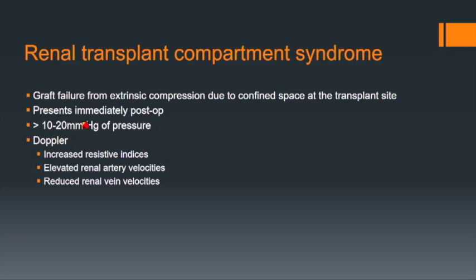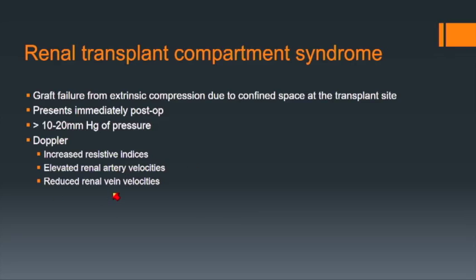It usually presents immediately post-op, and it is defined as pressure of greater than 20 millimeters of mercury on the transplant kidney. The Doppler findings are variable. It depends on which part of the kidney and the vessels is being pressured the most. So if the entire kidney is being globally pressed, you might get elevated resistive indices because of increased resistance to flow. If the renal artery is being squeezed and kinked, you might get focal narrowing in the renal artery and elevated velocities, as I described earlier.